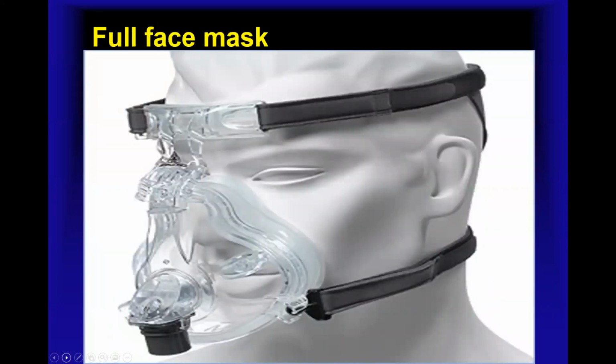Full face mask, advantages of it, you're spreading the pressure on the face, you're spreading it out over a wider surface area. A lot of the forehead cushions are made out of a nice gel. A lot of the masks today, the actual cushion part of the mask, is being made from gel, so it can apply less pressure to the patient's face. For mouth breathers, this can be one good way to go.